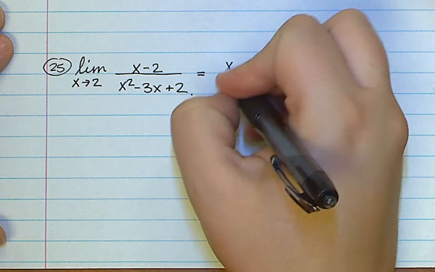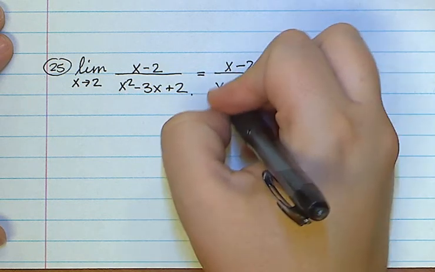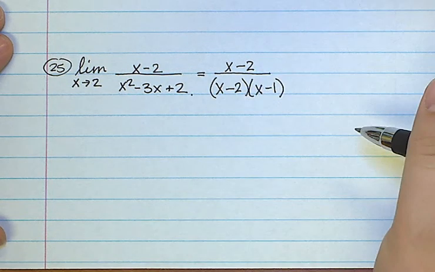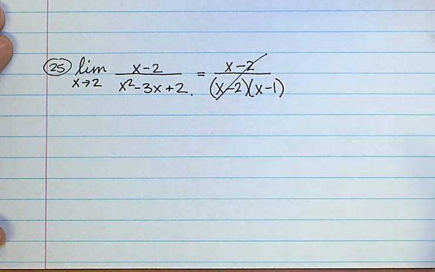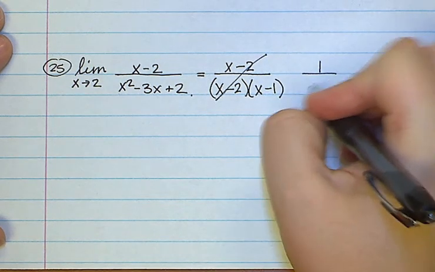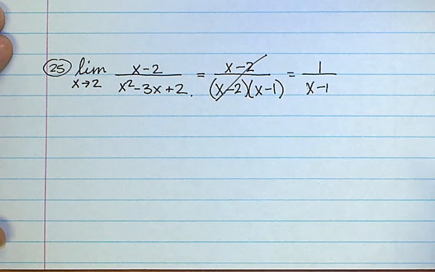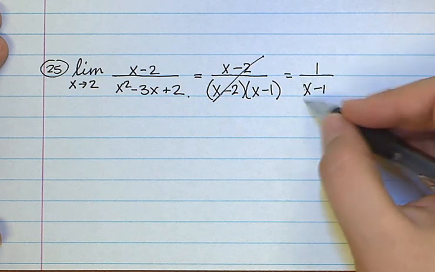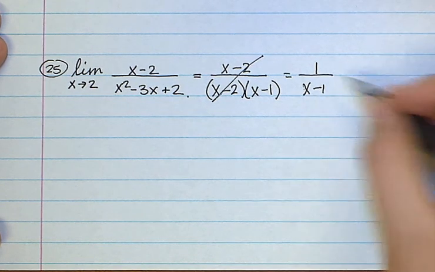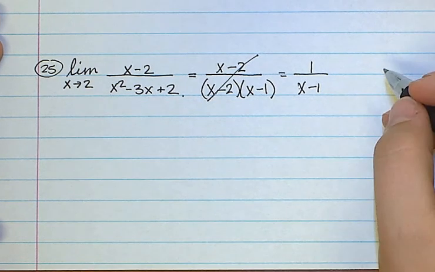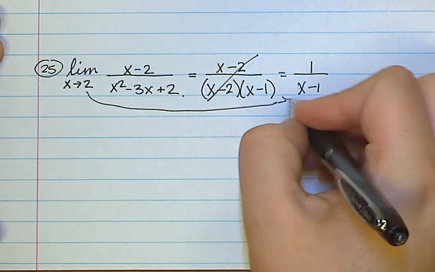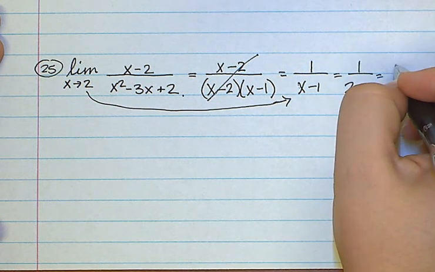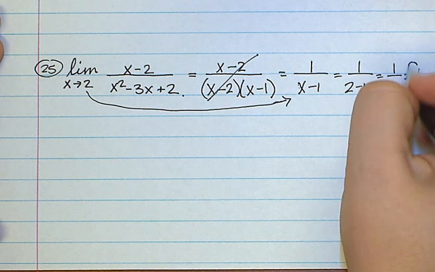So I can factor to x minus 2 over x minus 2, x minus 1. The x minus 2's cancel, and I have 1 over x minus 1. In this case, I have to keep the 1 on the top as a placeholder to make sure that what I have, my expression, stays in the denominator. Alright, so now I can substitute in my 2 for x, and I have 1 over 2 minus 1, or 1 over 1, which just equals 1.